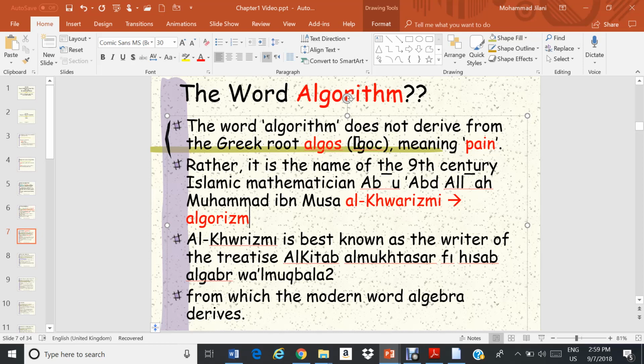Al-Khwarizmi, the inventor of algorithms, was best known as the writer of another book called Al-Kitab Al-Mukhtasar, which is the brief book in arithmetic and algebra. So he was really the guy who invented algebra, from which the modern word algebra derives. This does come from the person who was the first to talk about a very precise sequence of instructions to develop certain procedures.